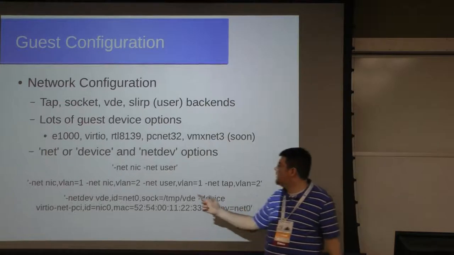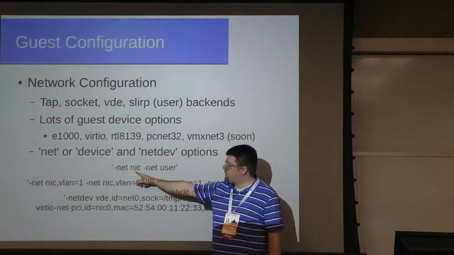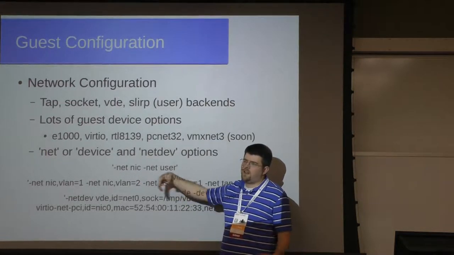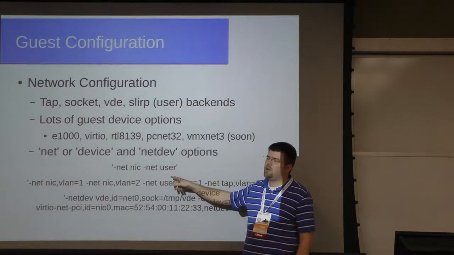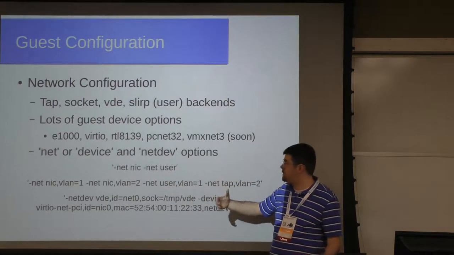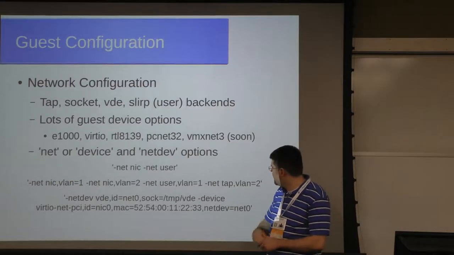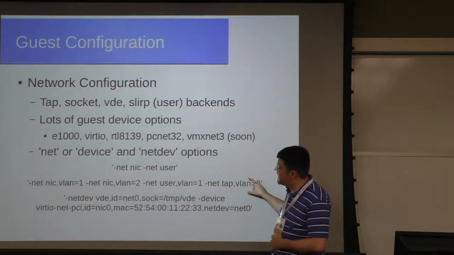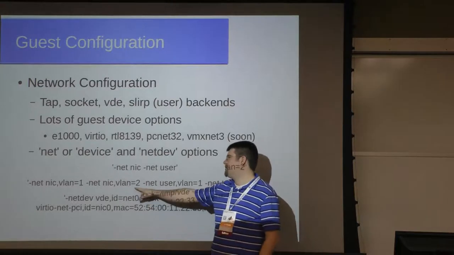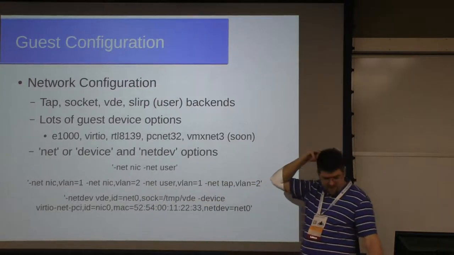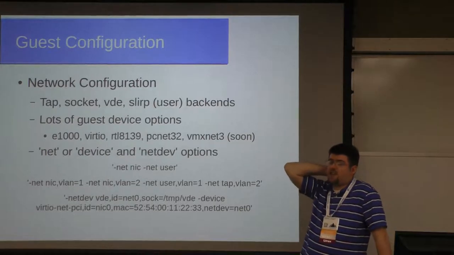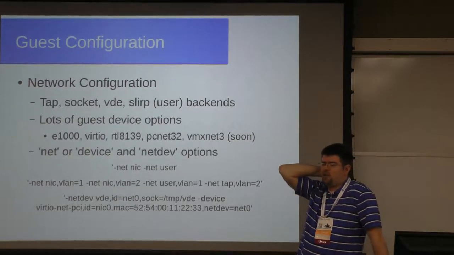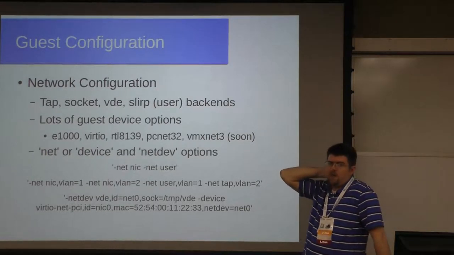With the -net one, if your first keyword is NIC, it's defining the hardware for the guest. Otherwise, it's defining the configuration for your backend. And you can see on this next one down, they reuse the term VLAN. And this is not 802.1Q VLANs. These are just internal to QEMU little virtual hubs.